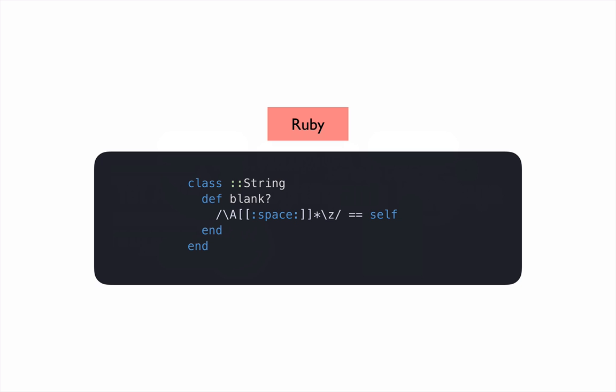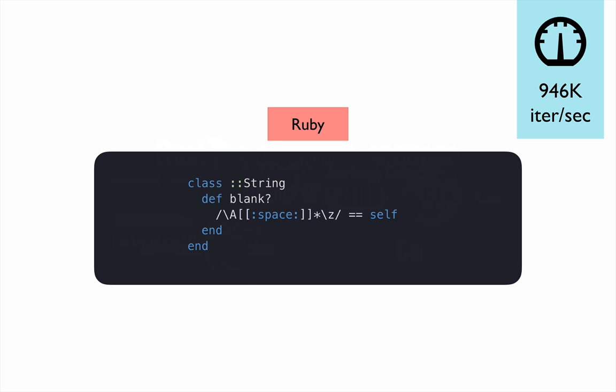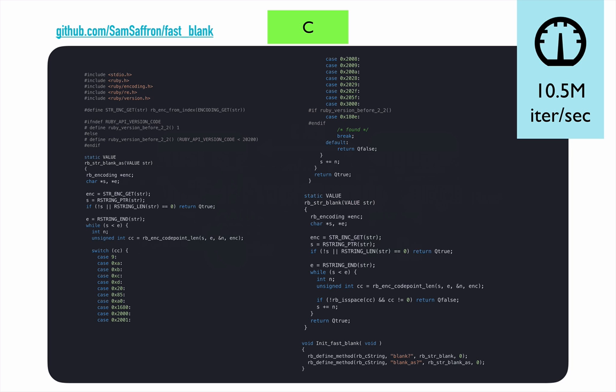Now let's understand the Rust way with a demo. The Ruby language has a method named blank, which is used to check if a string is blank. The Ruby implementation is like this. Looks simple, but performance is not so good. 964K iterations per second. So someone could develop a fast blank with C. It's 10 times more performant, 10.5M iterations per second.